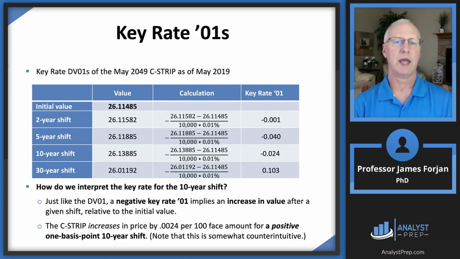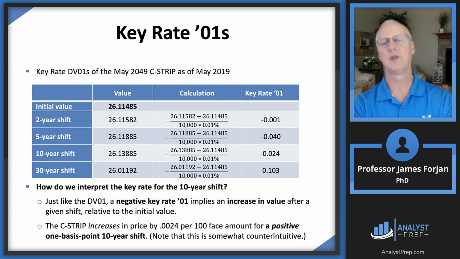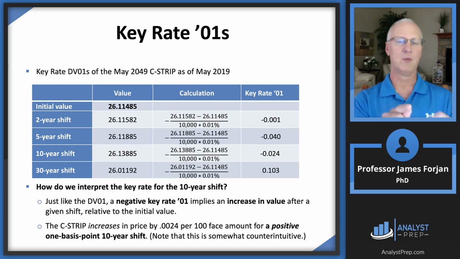Let's look at a May 2049. So what is that? That's 30 years from today of one of these stripped securities as of May of this year. So there's the initial value, 26.11485. All right, so what we're going to do is a 2-year shift and a 5-year shift and a 10-year shift and then a 30-year shift. Remember, we're going to make those key rates, the 2, the 5, the 10, and the 30.